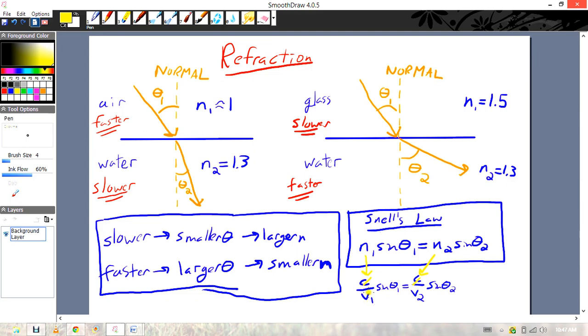So if you have a faster speed, right here, faster means a larger theta, which of course is inversely proportional to the index of refraction n. Whereas slower is a smaller angle, that's a direct proportionality, inversely proportional to the index of refraction.